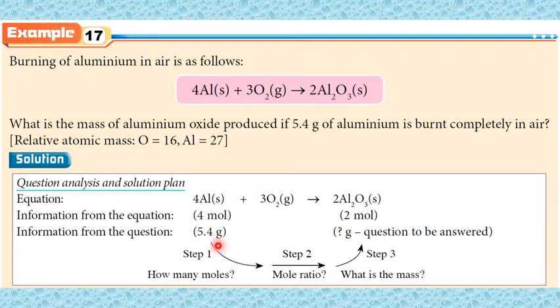So you have to find the gram for aluminium oxide. Because the question is what is the mass of aluminium oxide, meaning you must find the gram of aluminium oxide. So to find the gram you must find the ratio first, the mole ratio. So you find the mole ratio for aluminium. Okay, so we look at the next solution, next step.